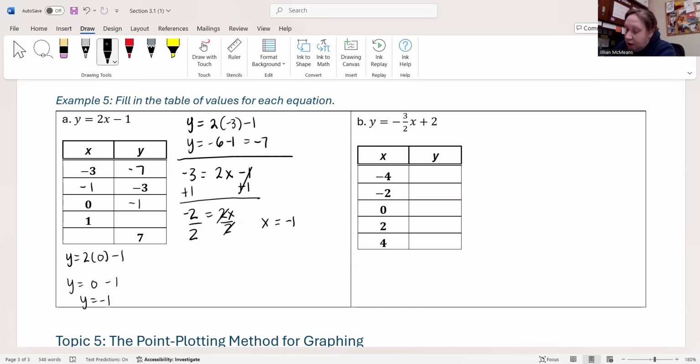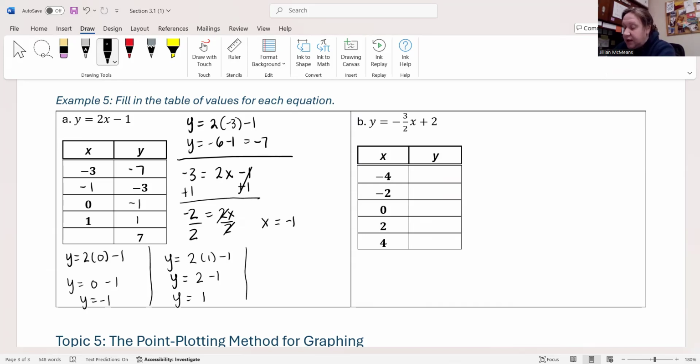Okay? The fourth row has that x is 1. So I get y equals, well, I get 2 times x, which is 1, minus 1. 2 times 1 is 2. And then if I subtract 1, I get 2 minus 1 is just 1. So if x is 1, y also has to be 1.